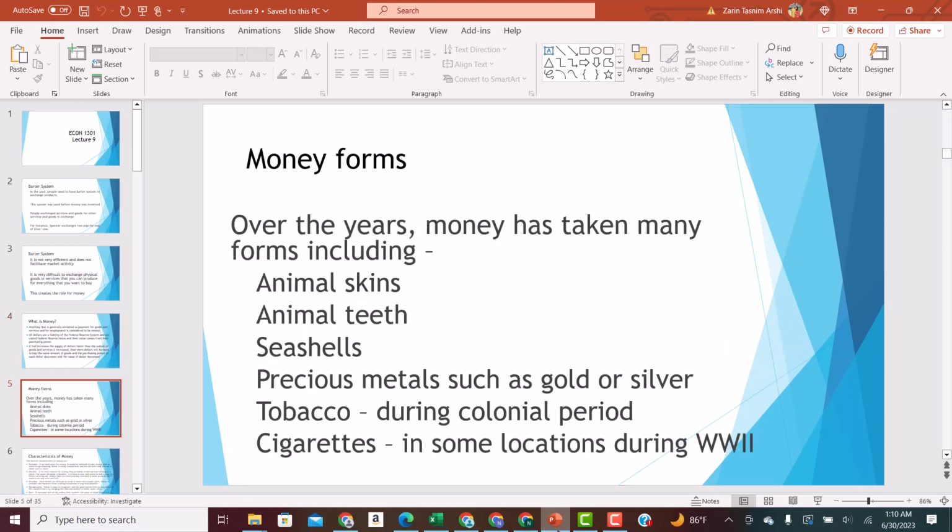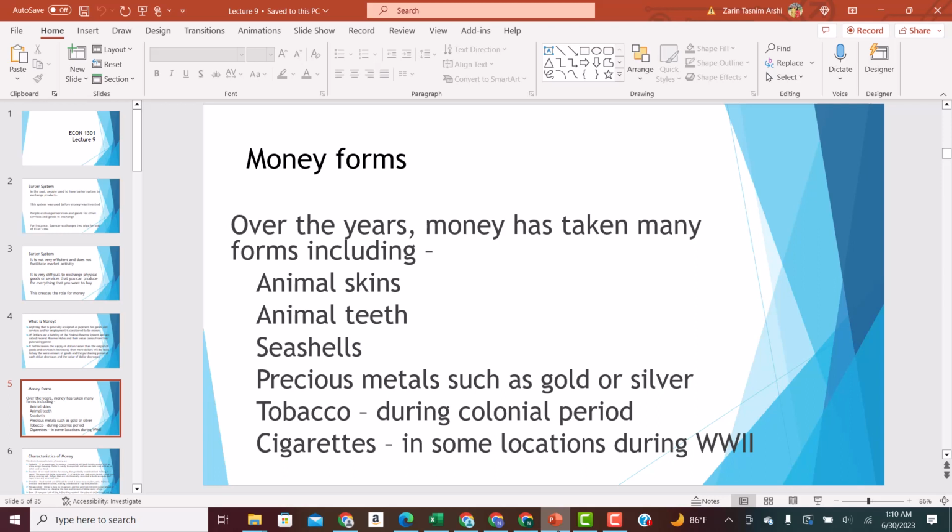Now, once money was created and trade was taking place, people used different types of things as money, which people accepted as a means of payment or as a form of income for employment. Some examples of money forms are animal skins, animal teeth, seashells, and precious metals such as gold or silver. This is still accepted, right? We still have those coins that we accept, and that is a money form. Then tobacco: during the colonial period, tobacco was considered a money form and accepted as a means of payment for other goods and services.